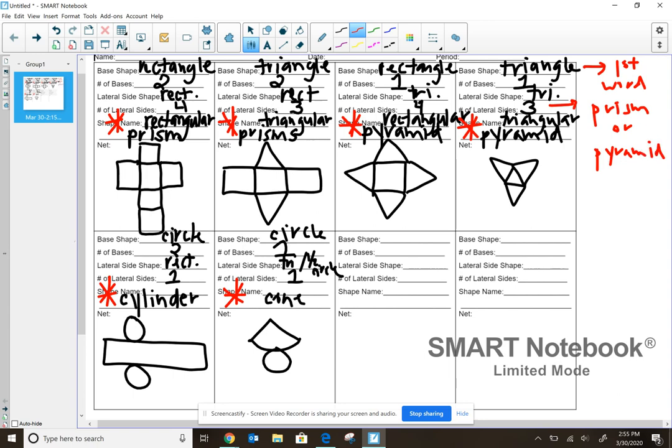Okay. So main thing to know, nets are just unfolded 3D shapes. That's about it.